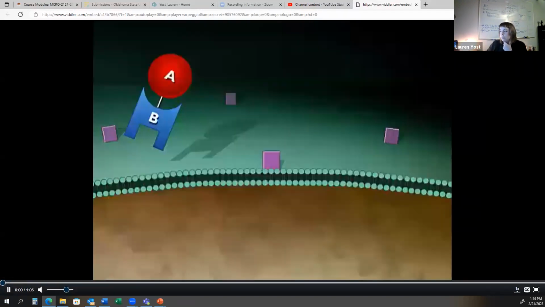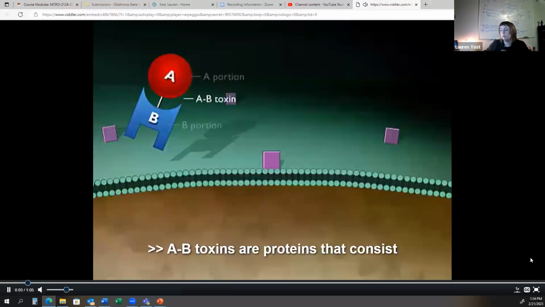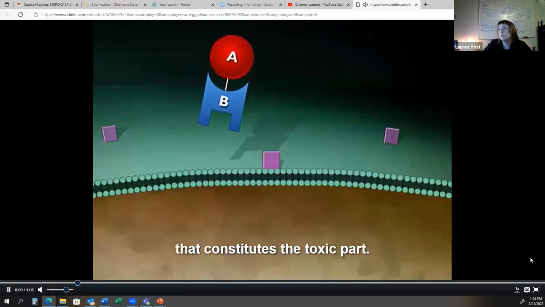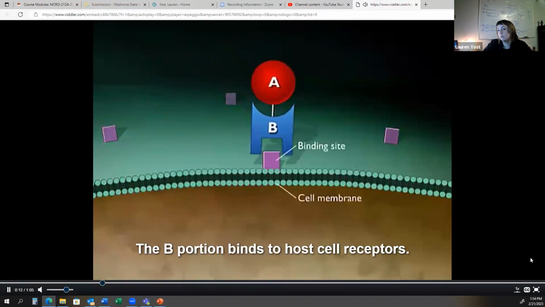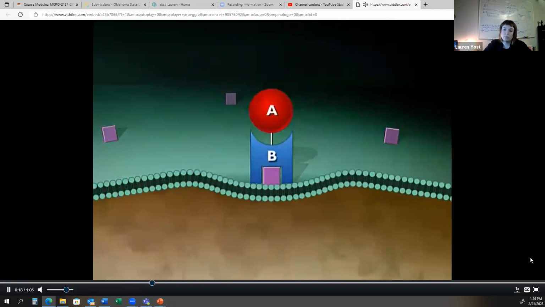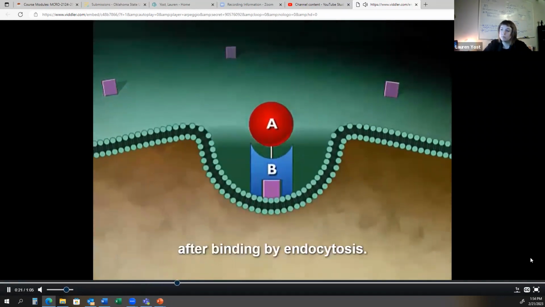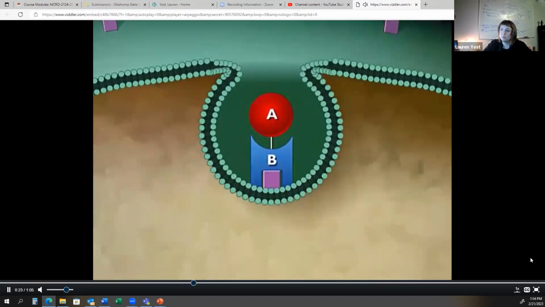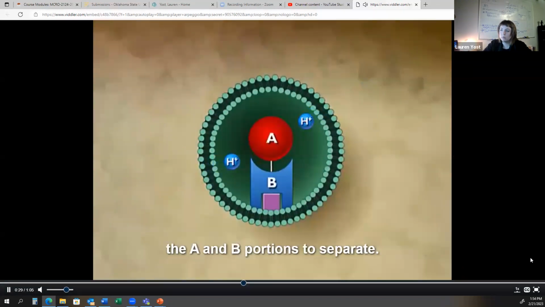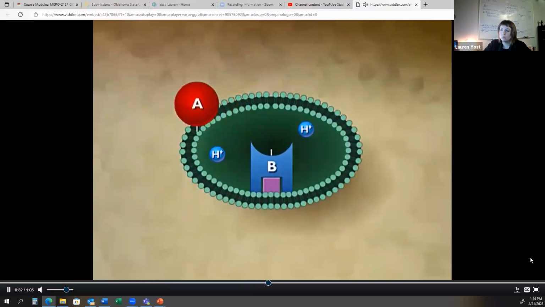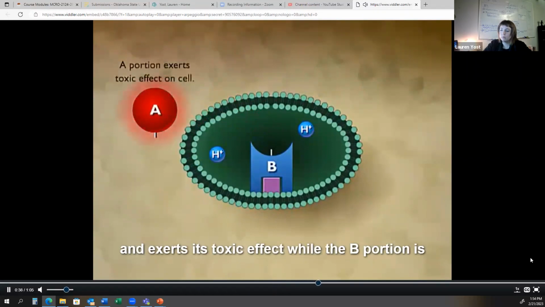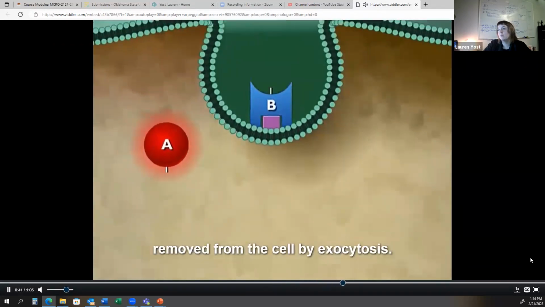Let's watch. AB toxins are proteins that consist of two parts, A and B. The A portion is an enzyme that constitutes the toxic part. The B portion binds to host cell receptors. There are several mechanisms by which AB toxins enter the cell. One mechanism involves the uptake of the toxin after binding by endocytosis. After endocytosis, the contents of the vacuole become acidic, causing the A and B portions to separate. The A portion enters the cytoplasm of the cell and exerts its toxic effect, while the B portion is removed from the cell by exocytosis.